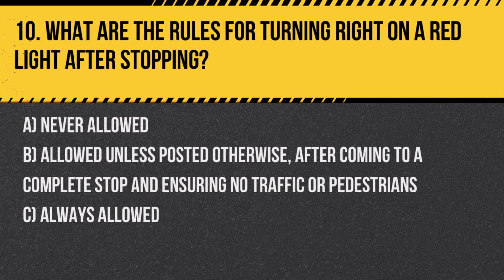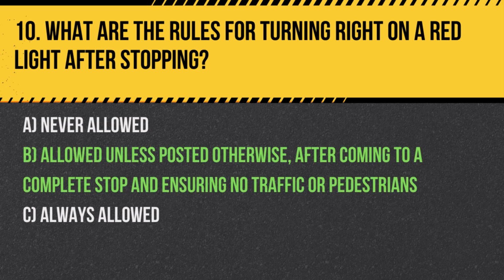Question 10. What are the rules for turning right on a red light after stopping? A. Never allowed. B. Allowed unless posted otherwise after coming to a complete stop and ensuring no traffic or pedestrians. C. Always allowed.